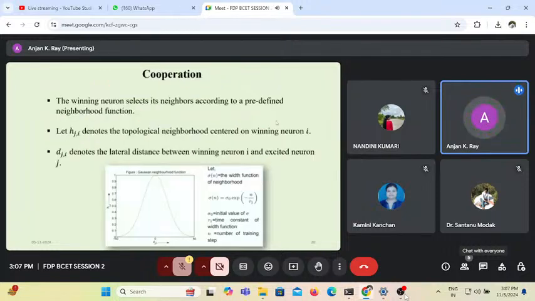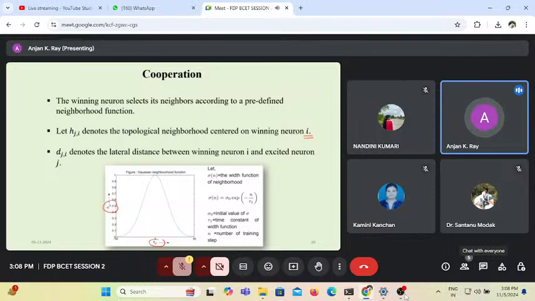So in the cooperation phase, once we have the winner neuron, it selects its neighbors according to a predefined neighborhood function. In the original version, the Gaussian neighborhood function was chosen. Here h_ji denotes the topological neighborhood centered on the winning neuron i. We'll also see the implementation for that. Also, d_ji refers to the lateral distance between the winner neuron i and the excited neuron j.